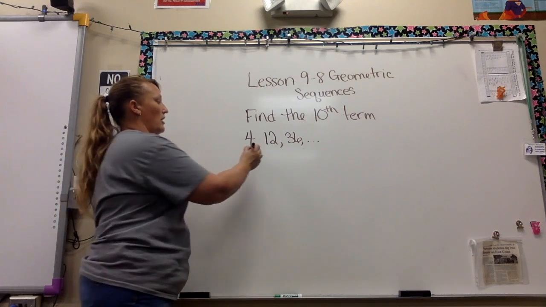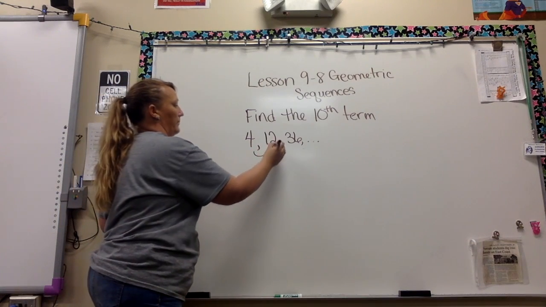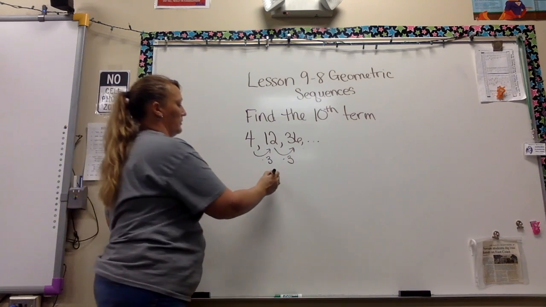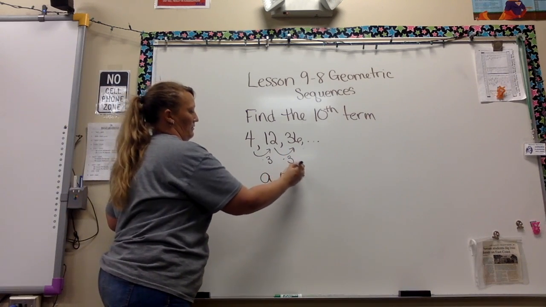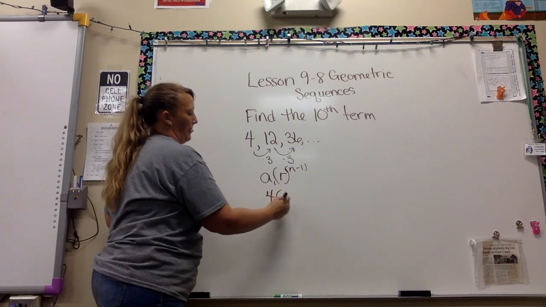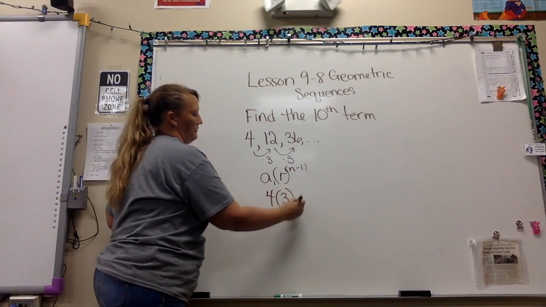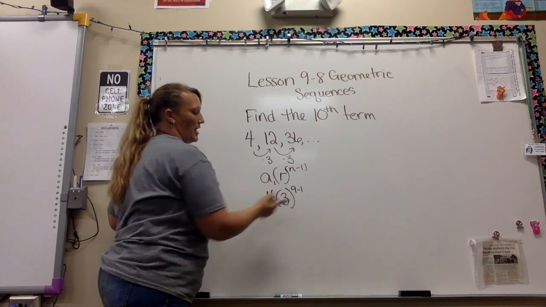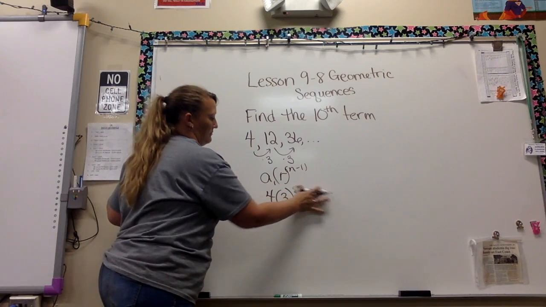Okay, so we know that our common ratio here, we're multiplying by 3. So we're going to start with the first term, which is 4, times the common ratio, which is 3, to the n minus 1. Well, we're looking for the 10th term, so that would be to the 9 minus 1, or to the 8.